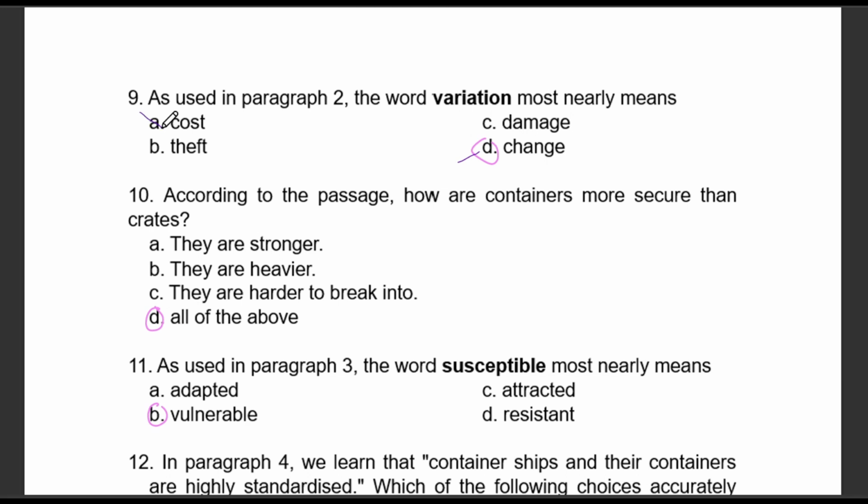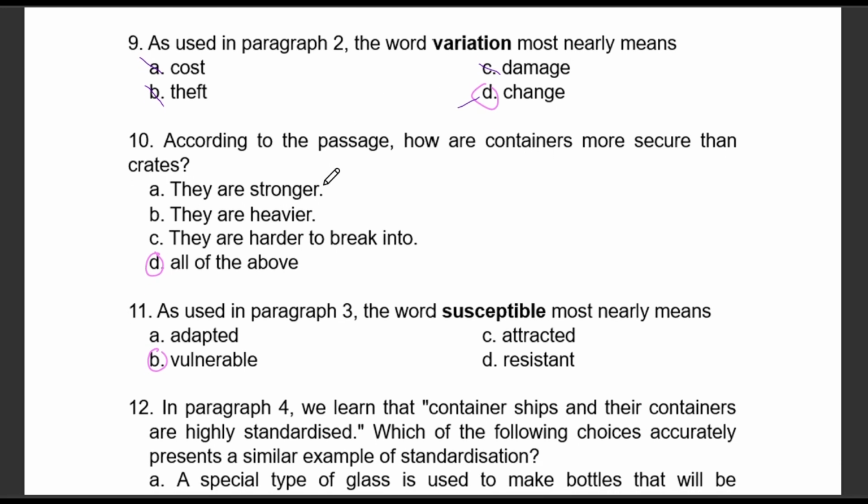A. Cost isn't really talked about in that part of the reading. B. Theft does get a mention later on, but it's not connected to the idea of variation. C. Damage isn't really linked to what variation means in the sentence either. Any questions so far? Good. Let's move on. Question 10.